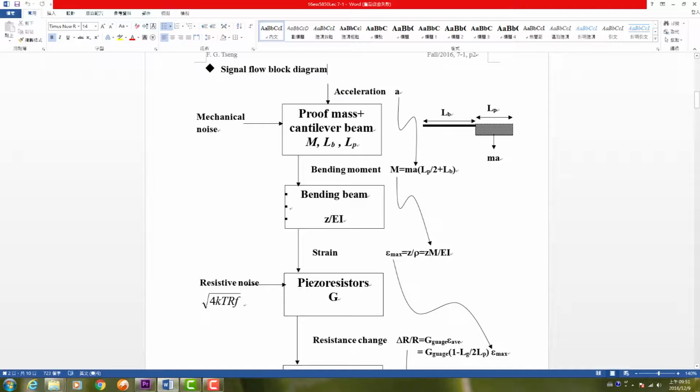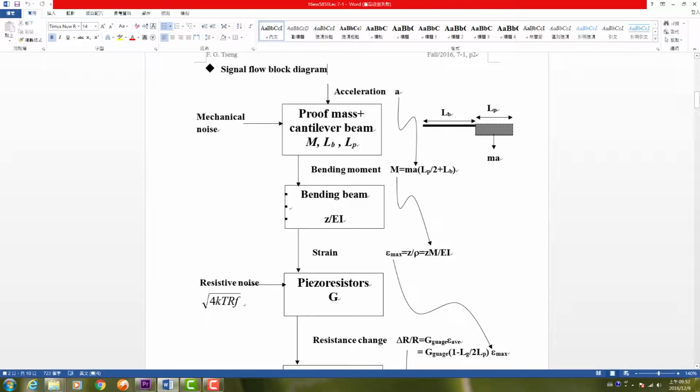So the bending moment will be the force times the arm, the length of the arm. The force is ma. The length of the arm will be the length of the cantilever plus half the length of the proof mass. The length of the cantilever will be LB, the length of the cantilever beam, plus half of the length of the proof mass. The length of the proof mass is LP.